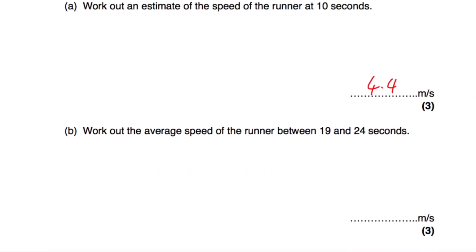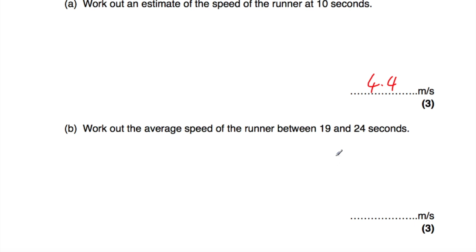Part B, we've been asked to work out the average speed of the runner between 19 and 24 seconds. Because it says the average speed of the runner, and remember that the speed is the rate of change for a distance time graph, we want to find the average rate of change. So we're going to plot the point at 19 across and whatever the height is on the curve. We're going to go 24 across and plot that point at 24 and whatever the height is. And we'll join up those 2 points to make a chord, and we'll work out the gradient of that chord, and that'll be the average speed of the runner between 19 and 24 seconds.